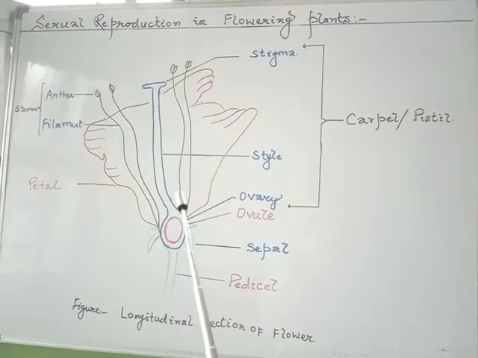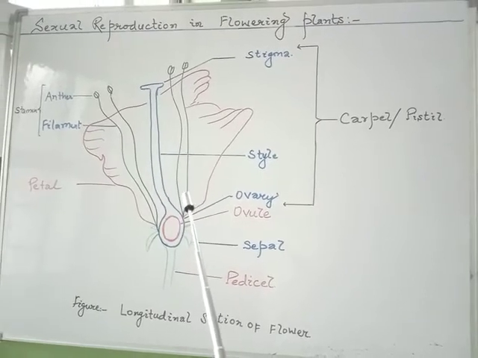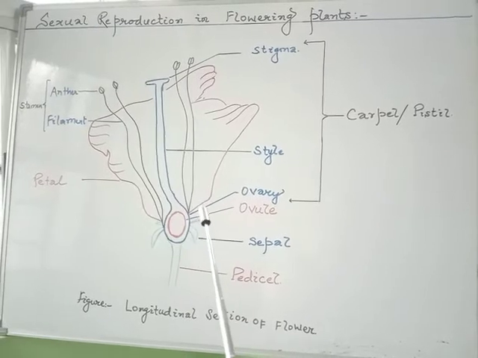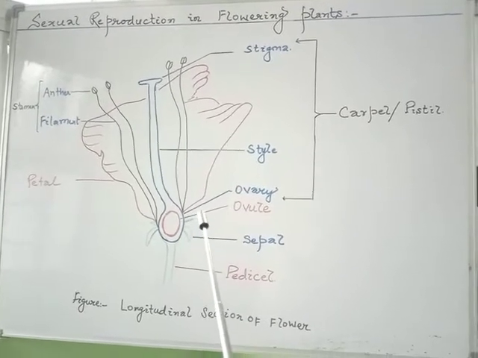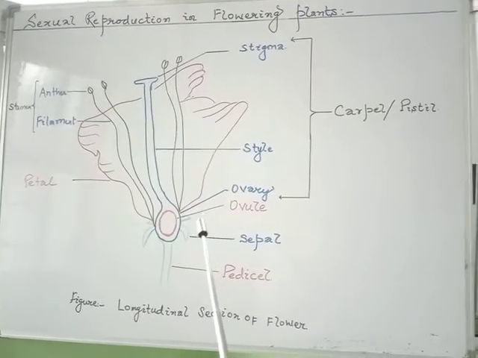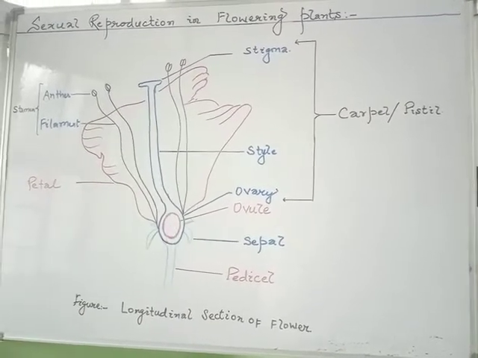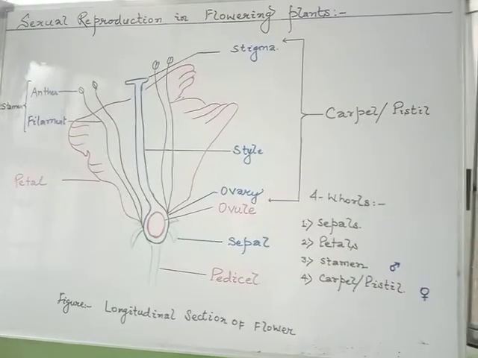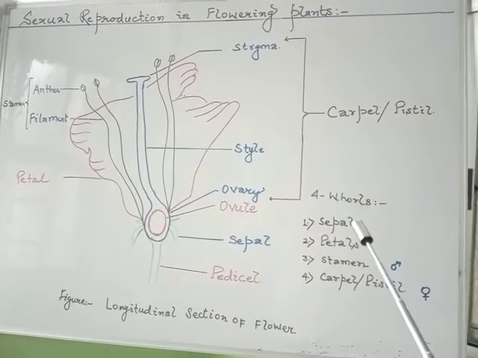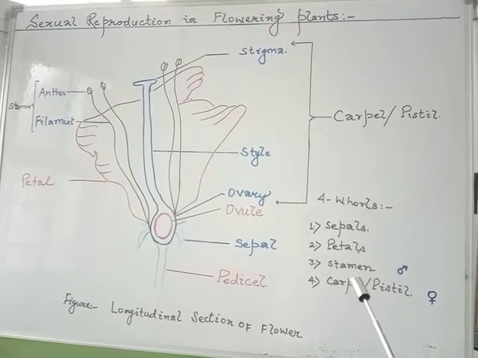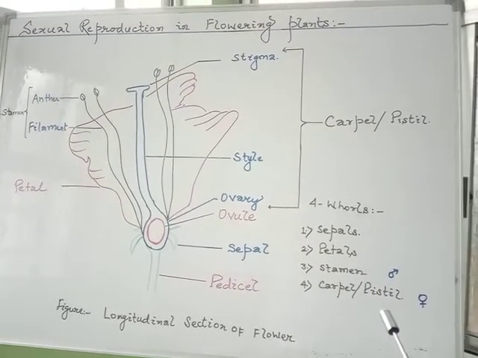We all know that the flower is the reproductive part of the plant in the case of angiospermic plants. We know a flower has four whorls. These four whorls are sepals, petals, stamens, and carpels or pistils.